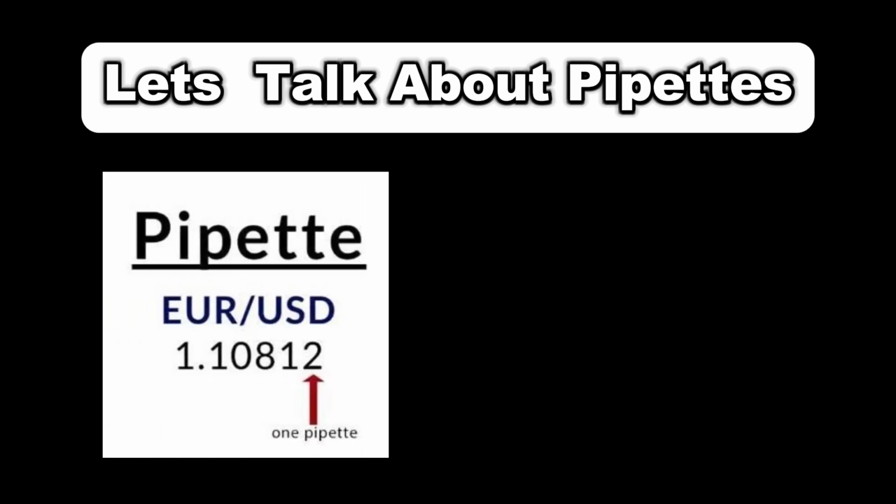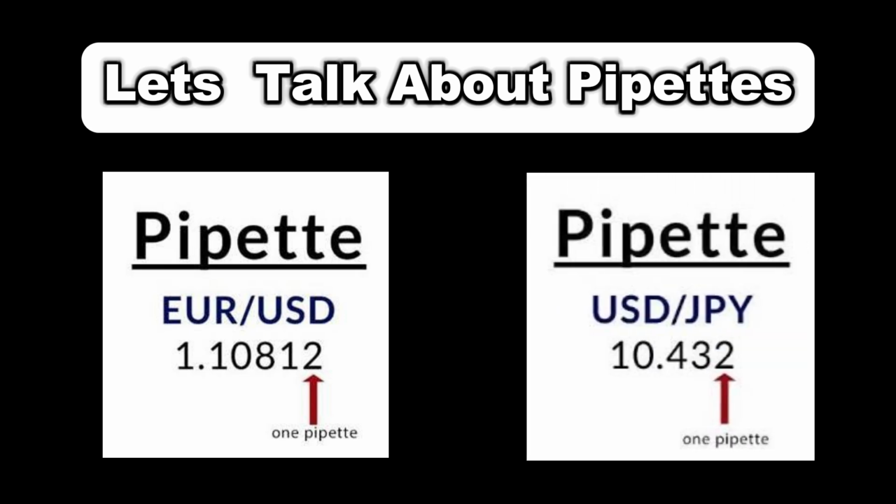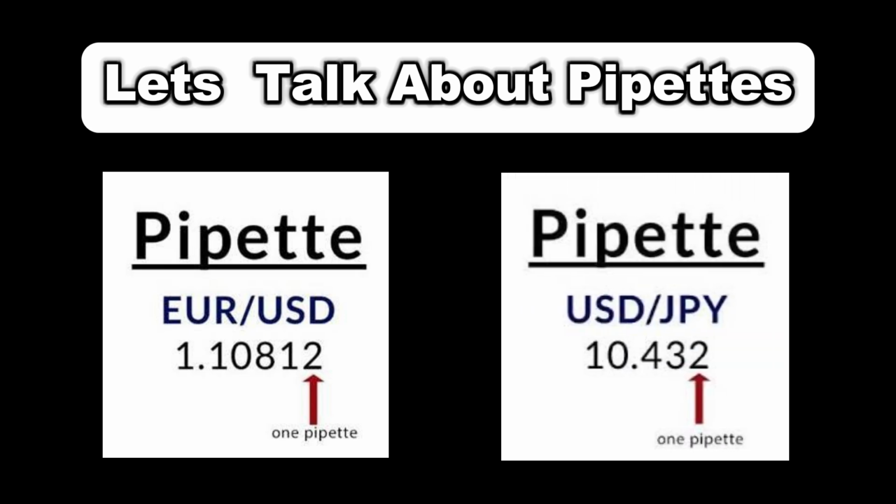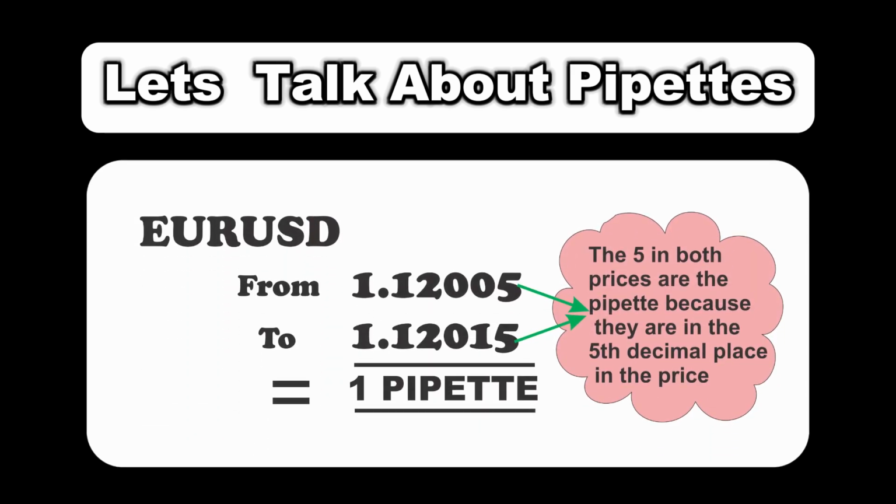Now let's briefly talk about pipette. Some brokers display quotes to 5 decimal places for most currency pairs or 3 decimal places for Japanese yen pairs. The extra decimal place is called a pipette. For example, if EUR/USD moves from 1.12005 to 1.12015, that's a movement of 1 pipette or 0.1 pips. So, while pips are the standard measurement, pipettes offer a more precise way to measure price movement.